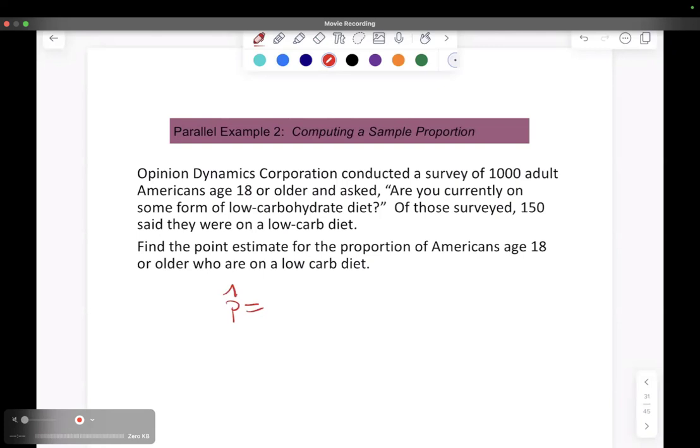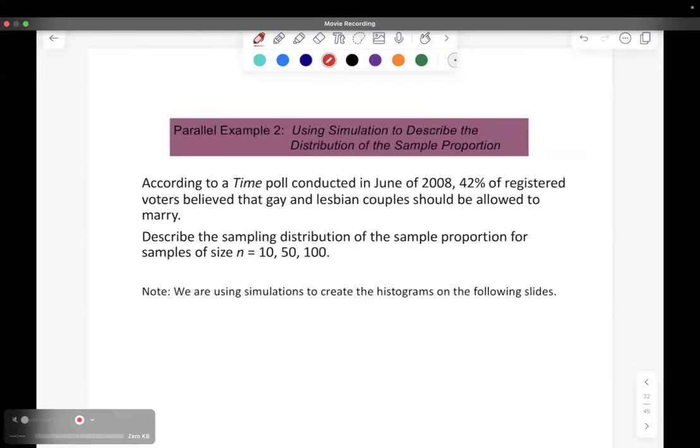Don't need to use my calculator, but I'm going to use it anyway because it's there. So you should have done... There we go. That's our point estimate. That's our p hat. It doesn't get super difficult. There's a few things we have to check, but it doesn't get too bad.